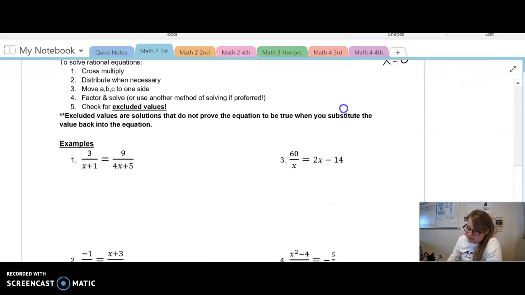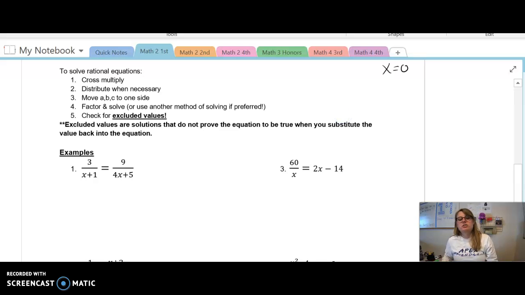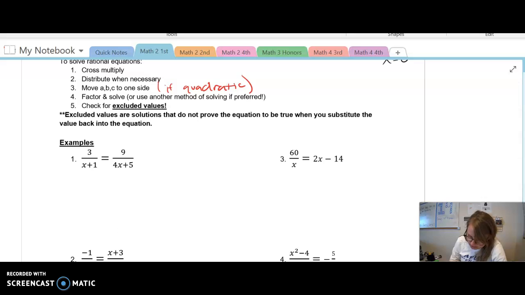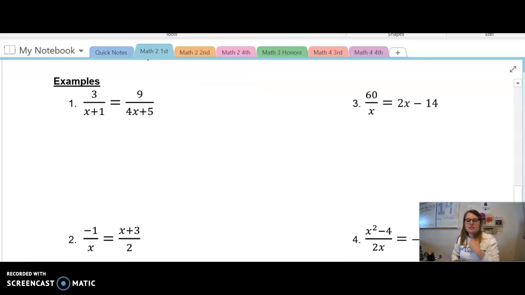So we have some steps when it comes to solving rational equations. We're going to cross multiply, distribute, and move a, b, c to one side if it's quadratic, because sometimes it might not always be a quadratic. Then factor and solve, or use another method if it's not a quadratic, and then check for our excluded values. So let's get into the first example.